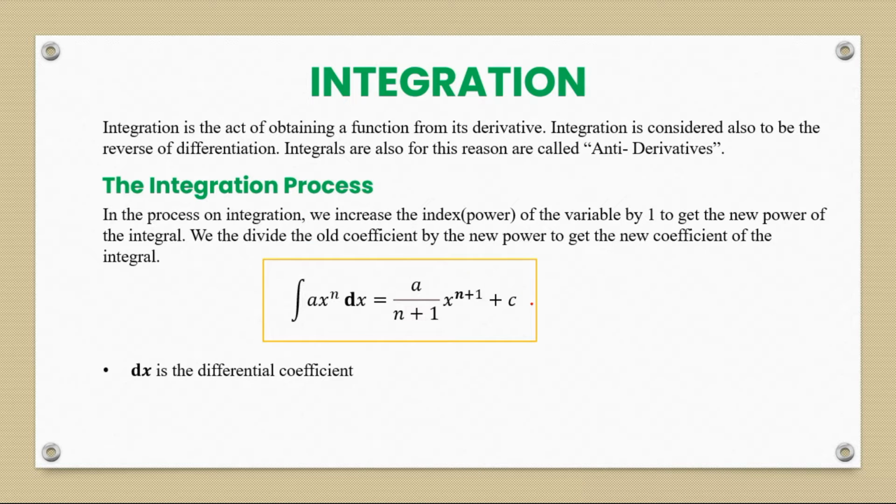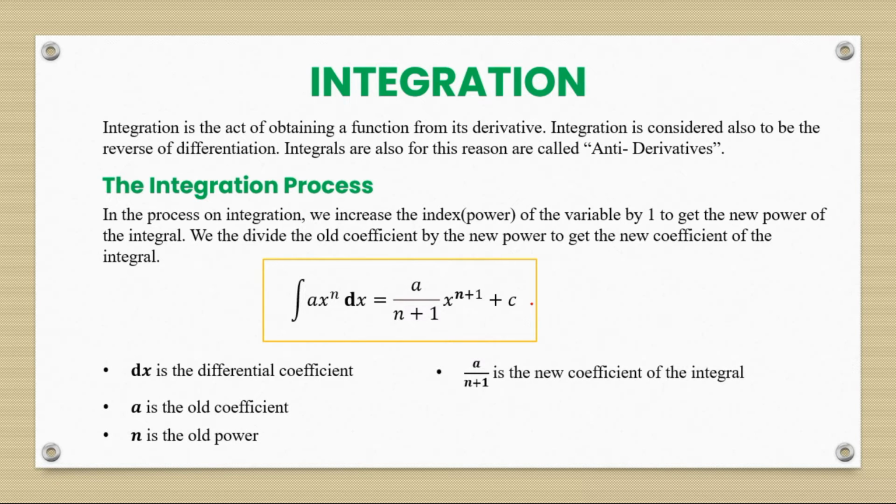So dx is the differential coefficient, a is the old coefficient, n is the old power, then a over n plus 1 is the new coefficient of the integral, and n plus 1 also represents the new power of the integral. Now c is basically a constant of integration. Because we are reversing, this is an antiderivative, so that simply means we're going backwards.